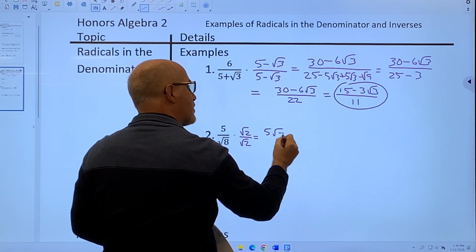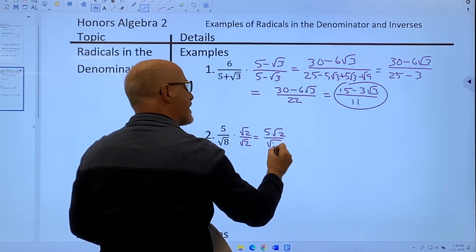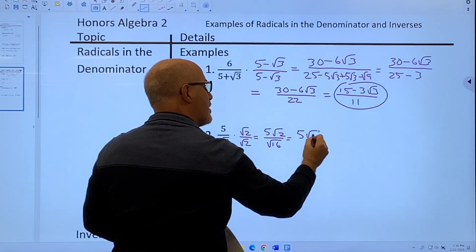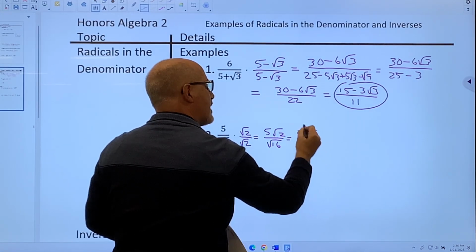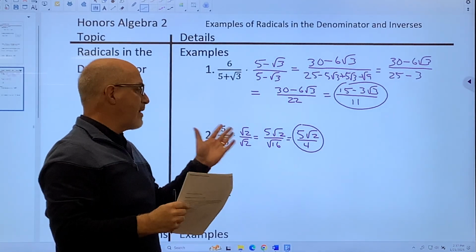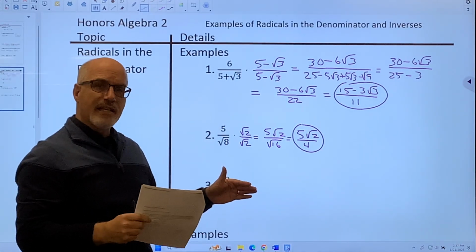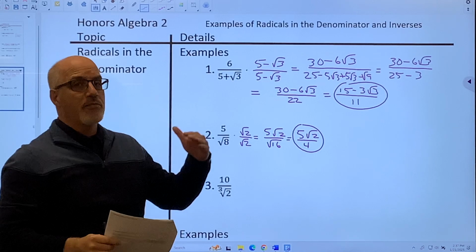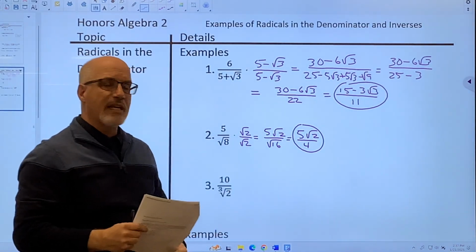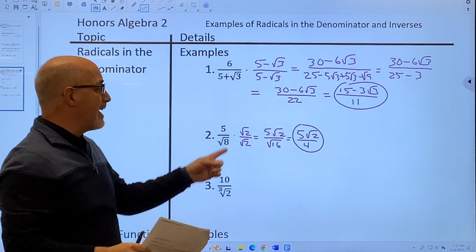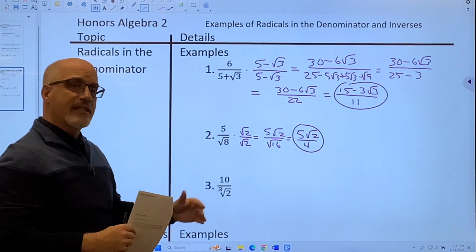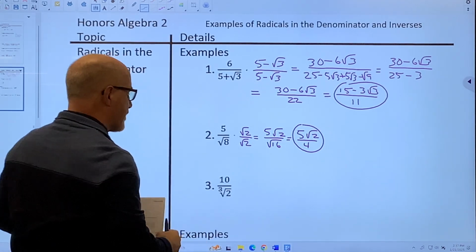So you have 5 square roots of 2 over the square root of 16, and that just gives you 5 square roots of 2 over 4. Now if you did it the other way, square root of 8 over square root of 8, you get 5 square roots of 8 over 8, and then the square root of 8 you'd have to simplify by making it square root of 4 times square root of 2, and you'd end up with the same answer once you simplify. This just gets you there quicker if you recognize that the 16 is the quicker route of the perfect square.